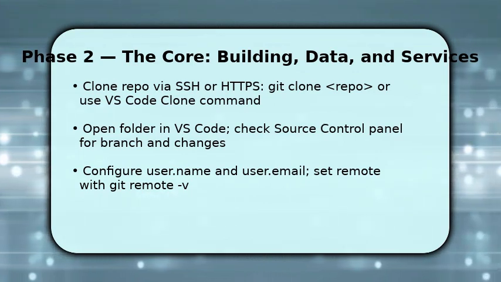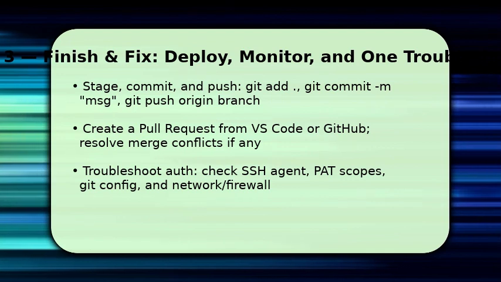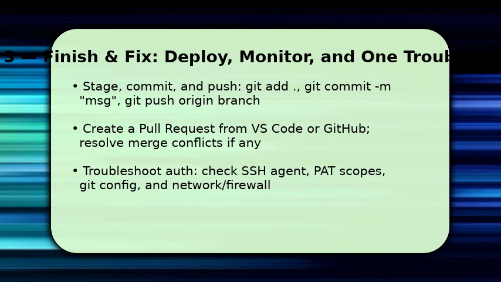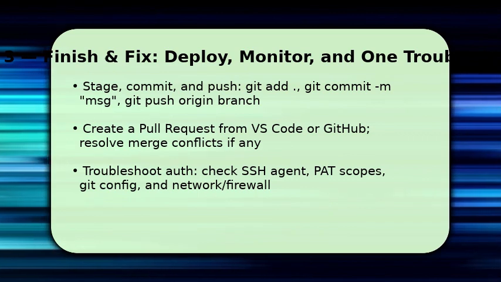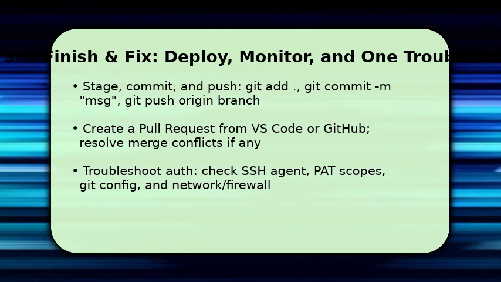Finish by pushing changes and creating a pull request, and follow one key troubleshooting tip. Stage and commit your work, then push to origin on your feature branch. Use the VS Code UI or terminal. Both work. Create a pull request to merge changes, and resolve any merge conflicts using the editor's inline tools. If push or auth fails, first check your SSH agent or personal access token scopes, then verify Git config and network/firewall restrictions. Fixing credentials usually resolves it.